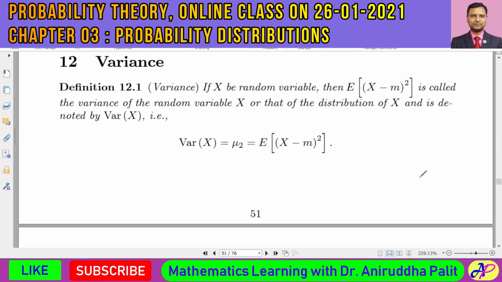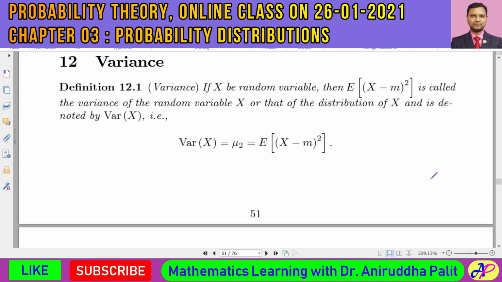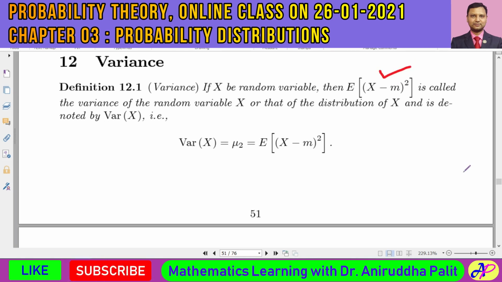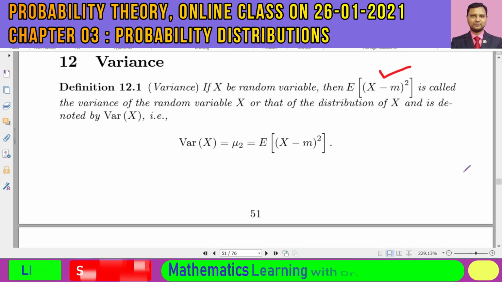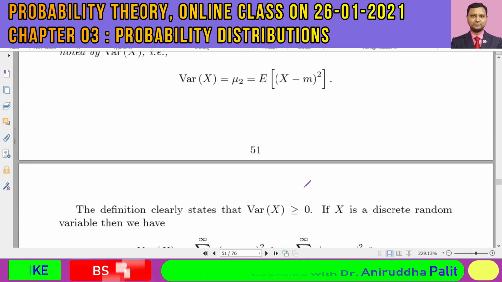So next, let's start the idea of variance. Let's introduce the idea of variance. What is variance? Variance is actually the second central moment, the expectation of (x minus m) whole square. This is called the variance of the random variable x. And it is denoted by VAR of x. Sometimes it is also denoted by mu2, that is actually the second central moment. This is called the variance of x. And what is the meaning of this variance?